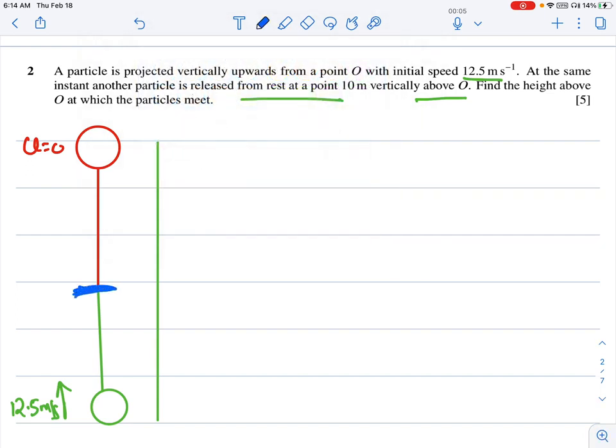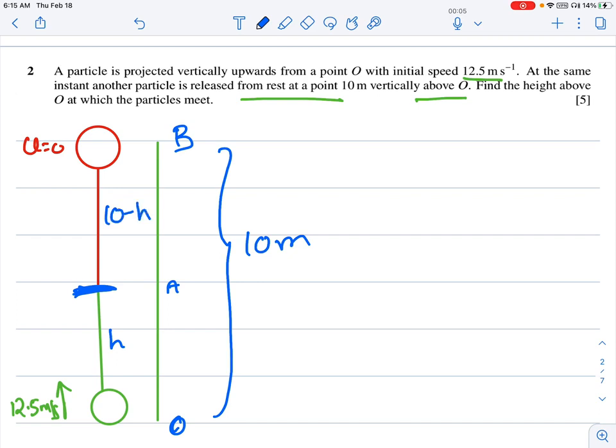He is asking what is the height above O. Where is O? O is at the base. So this is A, this is B. So he is asking what is the distance OA. h is equal to how much? And the total distance is what has been given, 10 meters. So this has to be 10 minus h. We have to find the two different things.